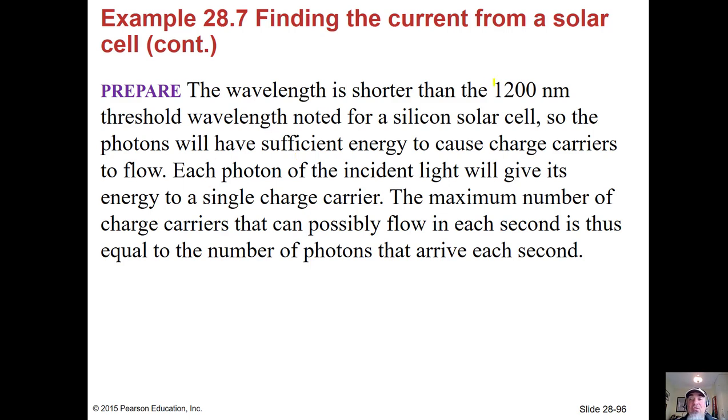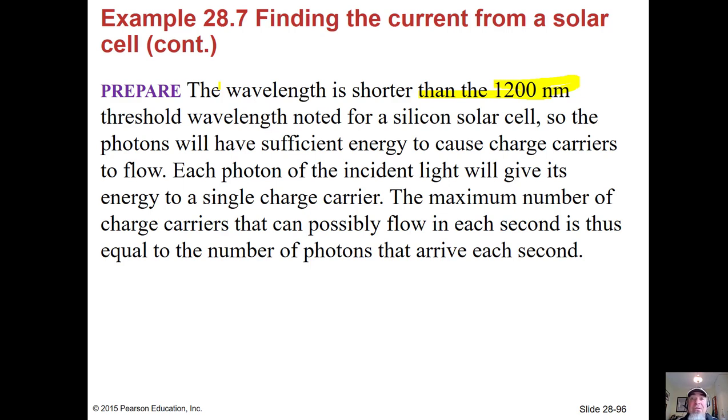Okay, so the wavelength is shorter than this 1200 nanometers threshold wavelength. Shorter wavelength means more energy, so we're well within that range. So the photons will have sufficient energy to cause charge carriers to flow. So remember how this works. Each photon of light can give its energy to one charge carrier. So each photon that comes in can free one electron. And then the electrons, that's the charge carrier. That's how current is built.